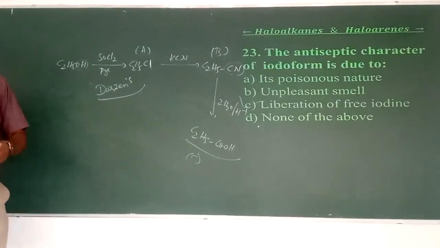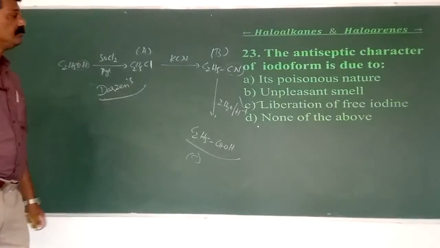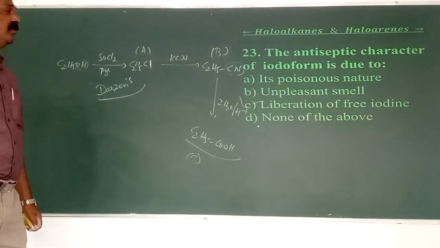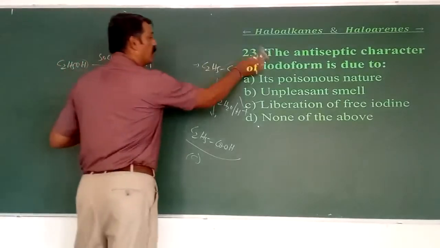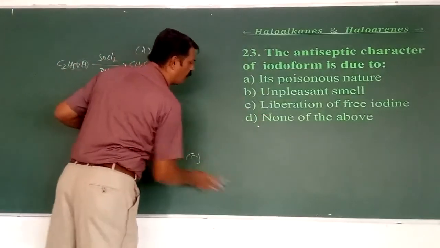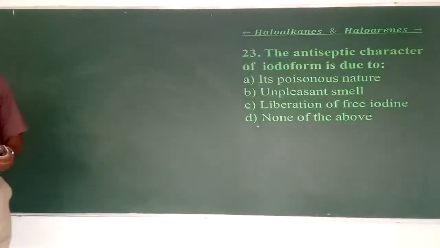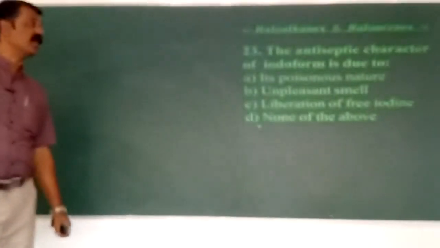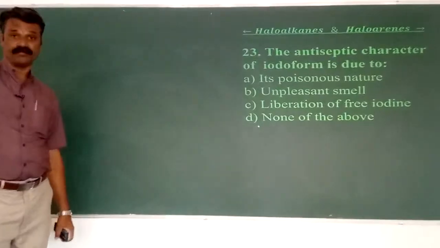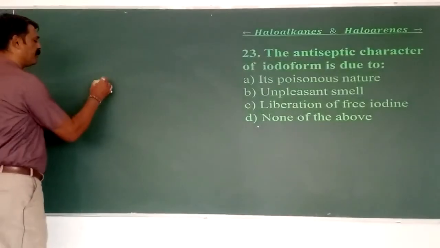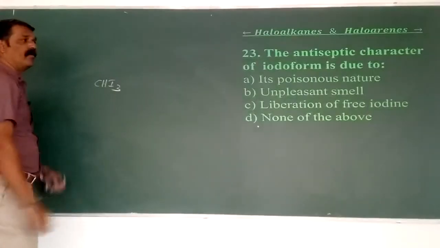Let's move to question 23 here. The antiseptic character of which one? Iodoform. Why is it found to be antiseptic in nature? I think you have heard about tincture of iodine. Iodoform, CHI3, this is called iodoform.